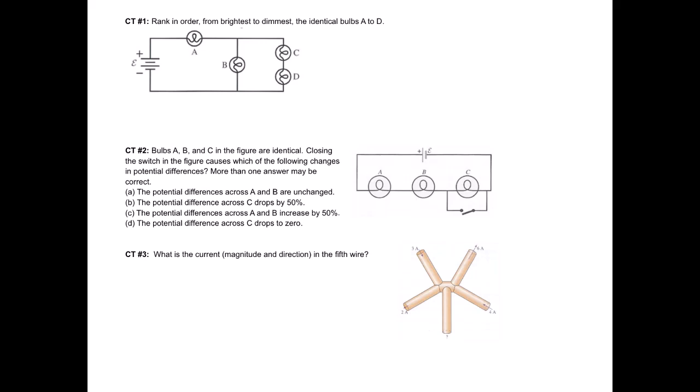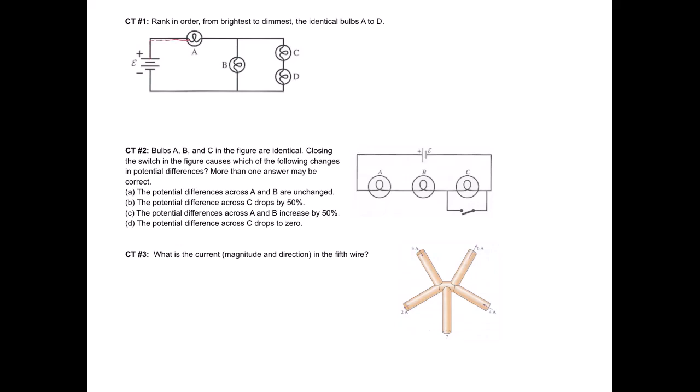All right, in this video, we're going to look at 3 more examples, some concept tests here. Hopefully these will be pretty straightforward given what we've been talking about recently. So in the first one up here at the top, we're supposed to rank those lamps, those light bulbs, from brightest to dimmest.